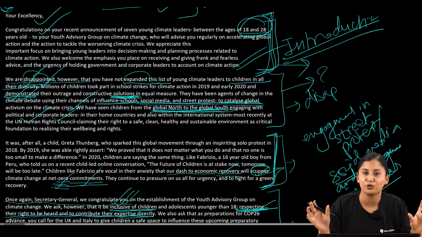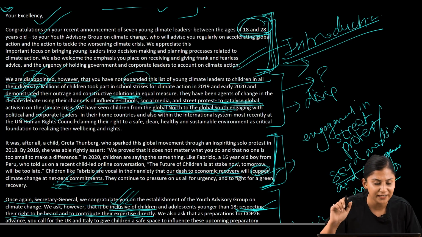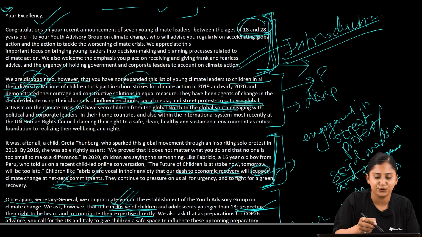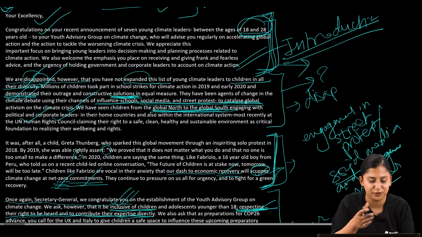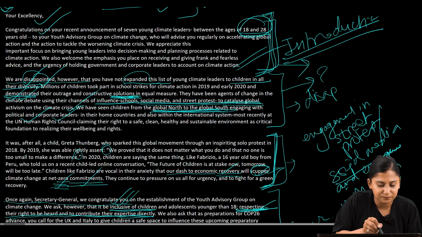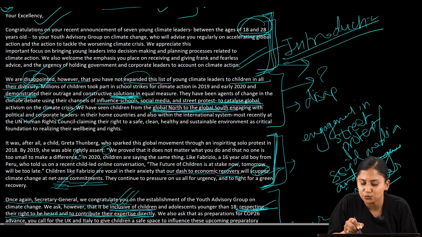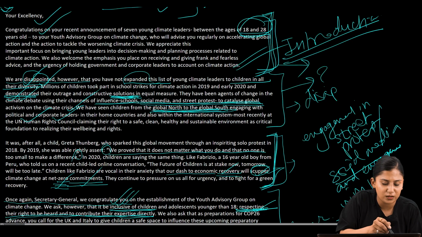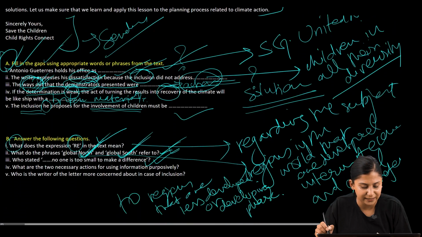In order to recognize the ideas presented by a spokesperson, what you can do is search for the inverted commas first. So I can find the inverted commas in the third paragraph. Now let us go through the statement presented there and align it with the statement provided in the question. Here the statement reads, "we prove that it does not matter what you do and that no one is too small to make a difference." So this statement aligns with our question.